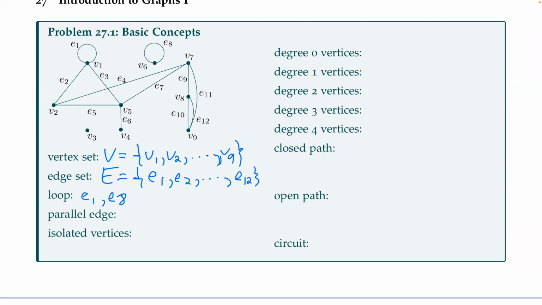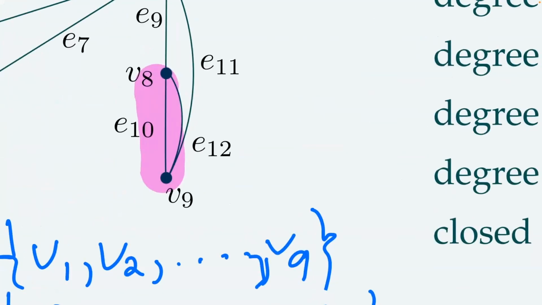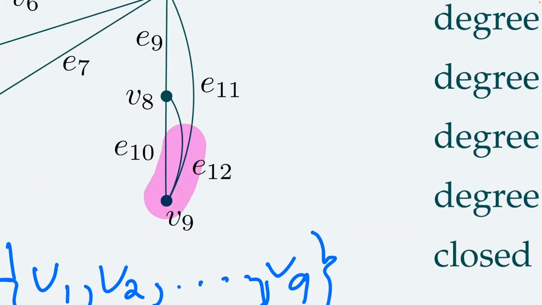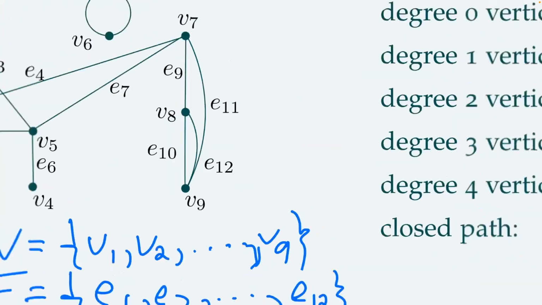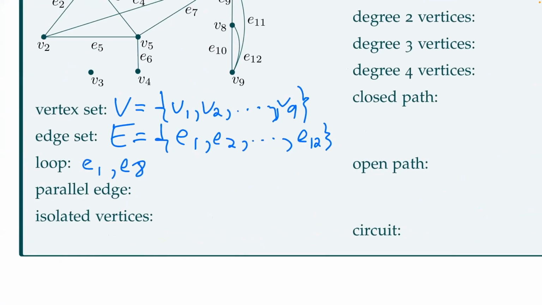How about a parallel edge? There'll be two edges that are parallel. Yep, E10 and E12. So let's have a look. Yes, E10 is this one here, I zoom in, that's that one. And E12 is this one here, curved. So they're parallel because they both join V8 and V9 together. So E10 and E12 are parallel.